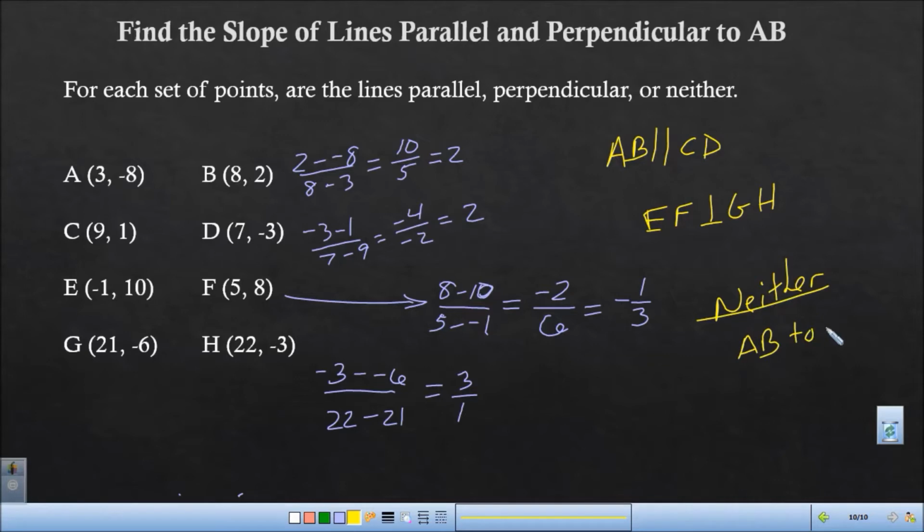AB to EF is neither. AB to GH is neither. CD to EF is neither. CD to GH is neither.